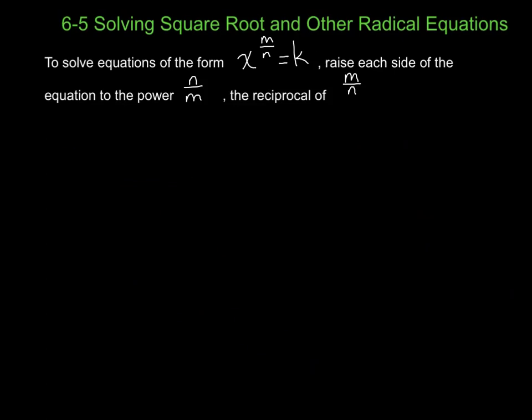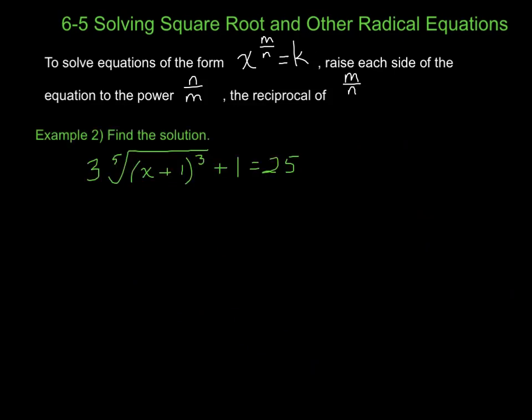Well, to solve equations of the form x to the m over n equals k, we raise each side of the equation to the power n over m, which is the reciprocal of the current power m over n. Let's do an example so that this makes some more sense. For example 2, we are again going to find the solution.